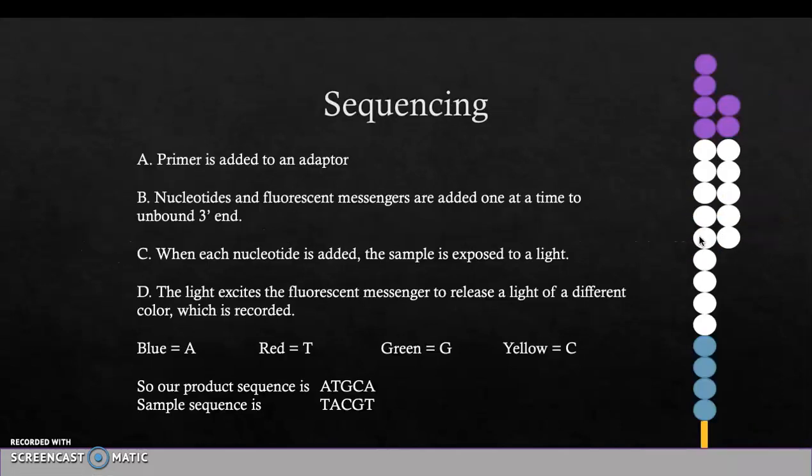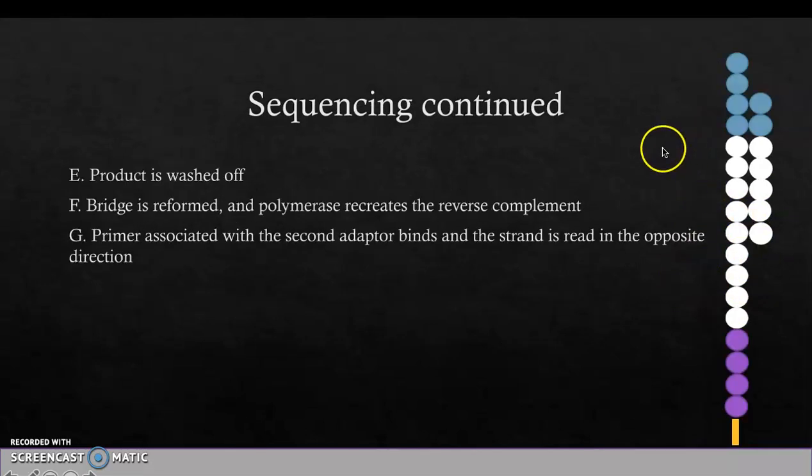So as you notice, this sequence only goes about halfway down this sample right here. So in order to get the rest of our sample, we need to wash the product that we made off, and then we form a bridge going in the opposite direction. So this is the reverse complement that we made the first time we copied our DNA strand. So then we basically do the exact same process.